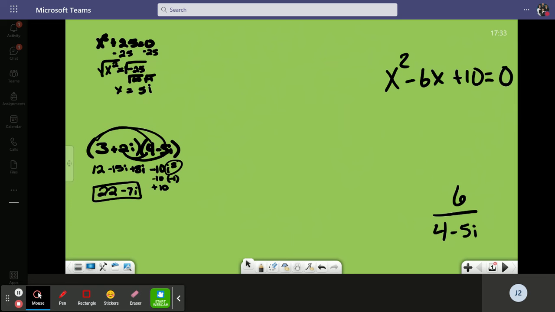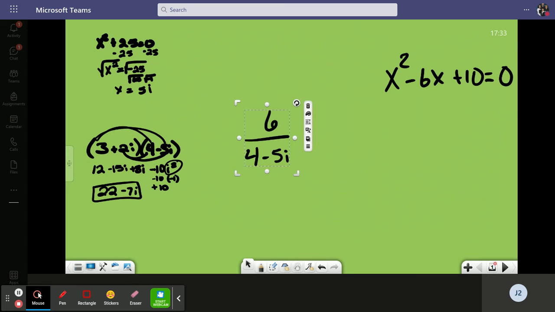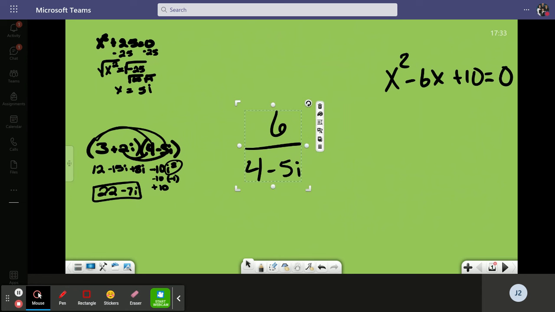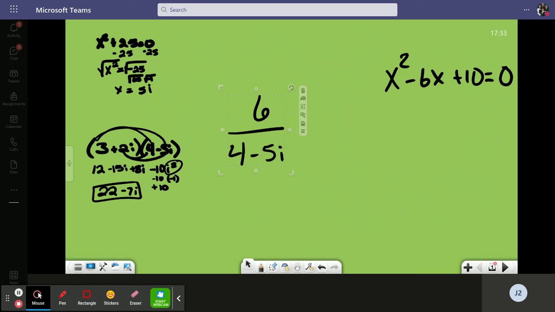All right. What about how do I simplify when I have these? We're going to multiply by the conjugate. And what is the conjugate of 4 minus 5i? Got to change that sign. You're going to leave the 4 alone. You're going to leave the 5i alone. Just the sign. Whatever it is, the opposite. If it's negative, you make it positive. If it's positive, you make it negative. So we're going to do 4 plus 5i. And remember, if you're dealing with a rational expression, whatever you do to the denominator, you do to the numerator.